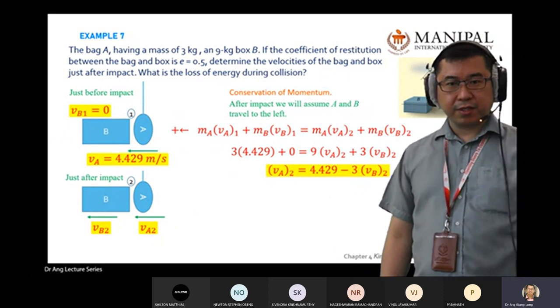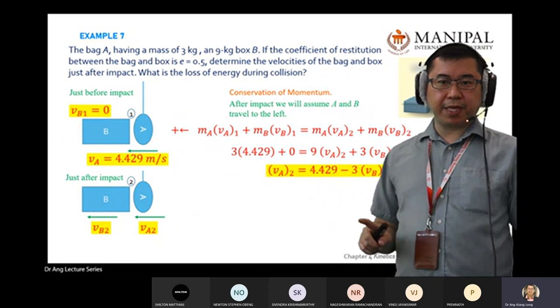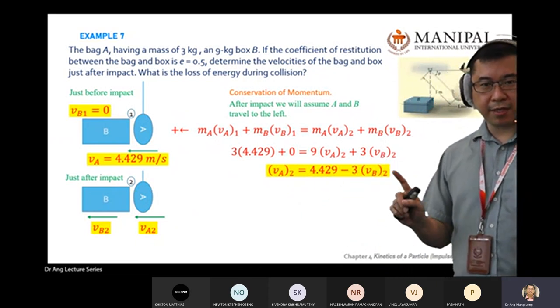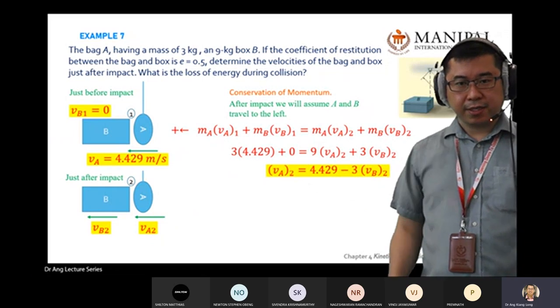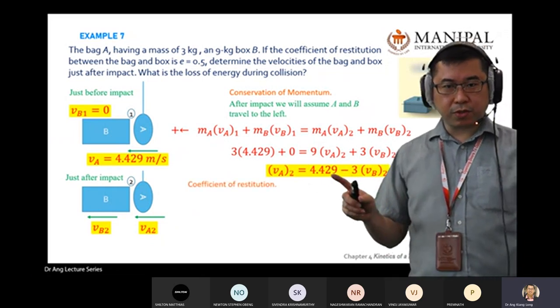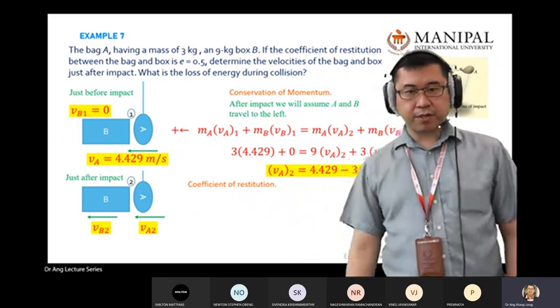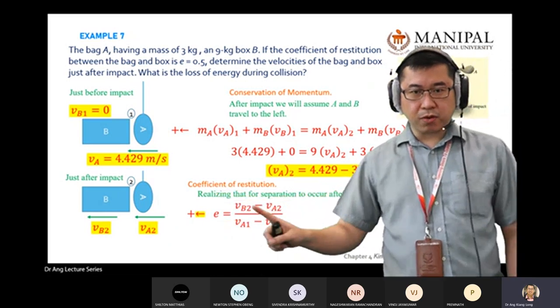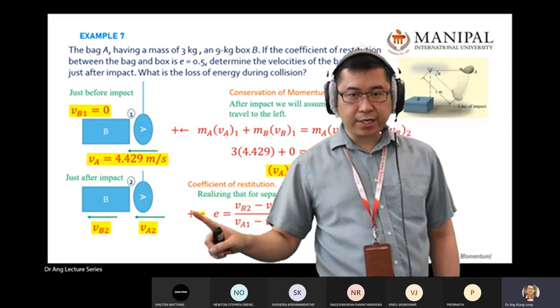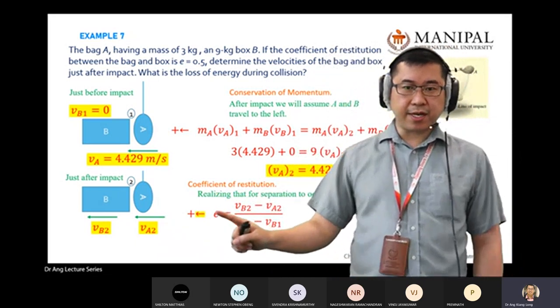Rearrange it; you can write in either VB or VA, it doesn't matter. What's important is that you have one equation here. Then you use the given coefficient of restitution, but we switch the direction positive to the left. Okay, yeah?